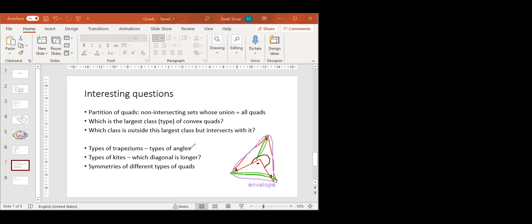Types of trapeziums. Now, if a trapezium has a right angle, that's one kind. You can call it a right trapezium. Now, if a trapezium doesn't have a right angle, then it will have two obtuse angles and two acute angles. Now, how are these obtuse angles placed? Are they adjacent or are they opposite? So that is what I'm talking about here.